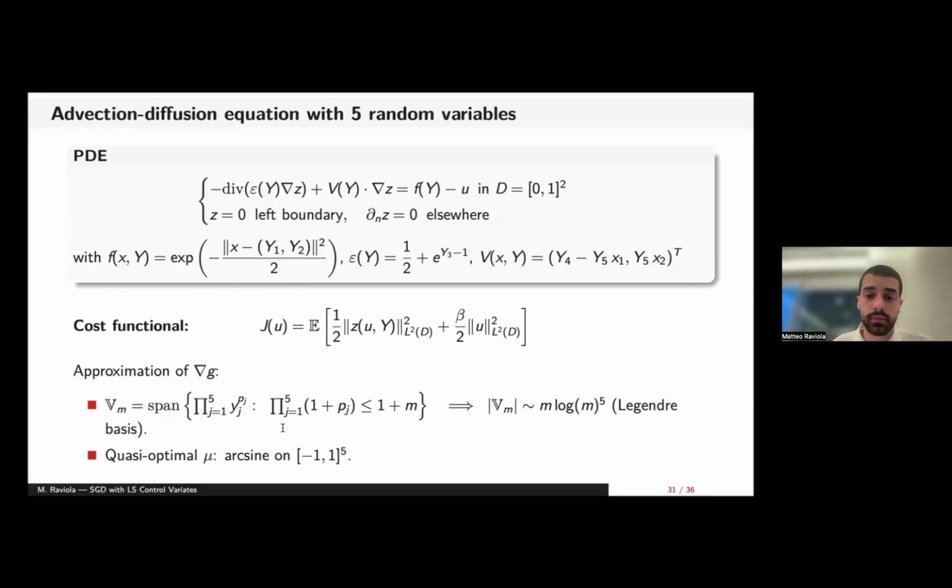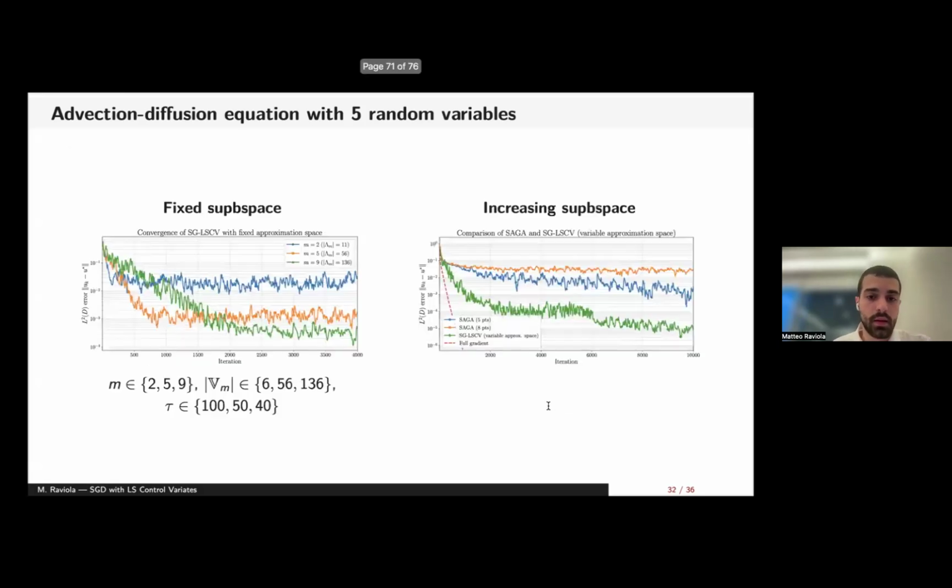So the key point here is that with our algorithm we're very free in the choice of V_M. So we're not restricted to a tensorized design, for instance, where we would have a growth of the type m to the power 5. So essentially, we can exploit the regularity of our map better. And here we have the picture in this setting.